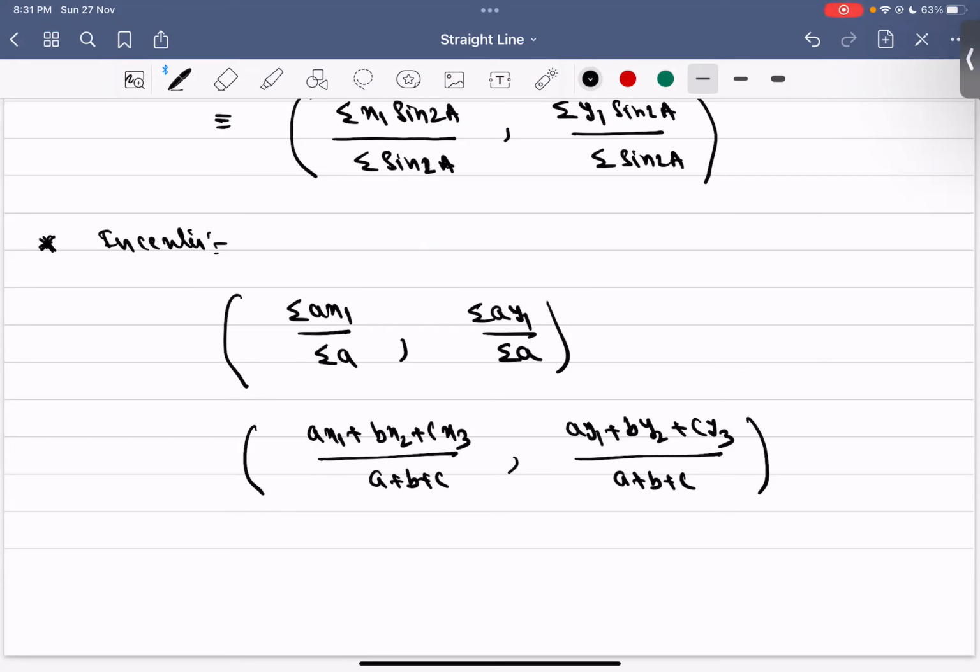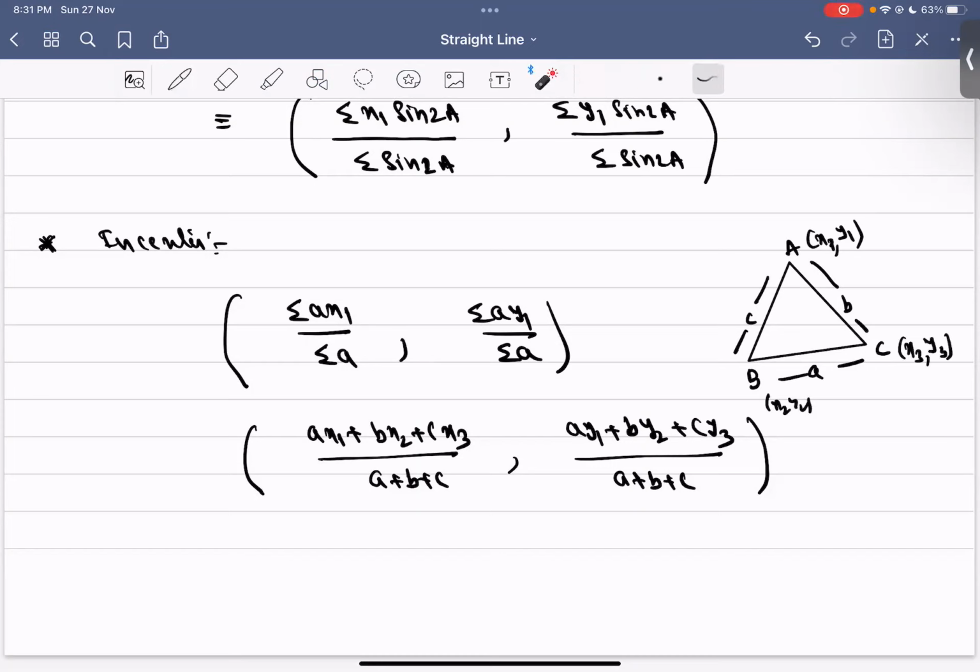Here in incenter, what are a, b, c? Already we have seen, I have given the notations initially. Length of BC is small a, length of AC is small b, length of AB is small c. A(x1, y1), B(x2, y2), C(x3, y3) are the vertices. If you know the vertices, then we can find the lengths of the sides. Then you put those values in this formula, then you will get the incenter.